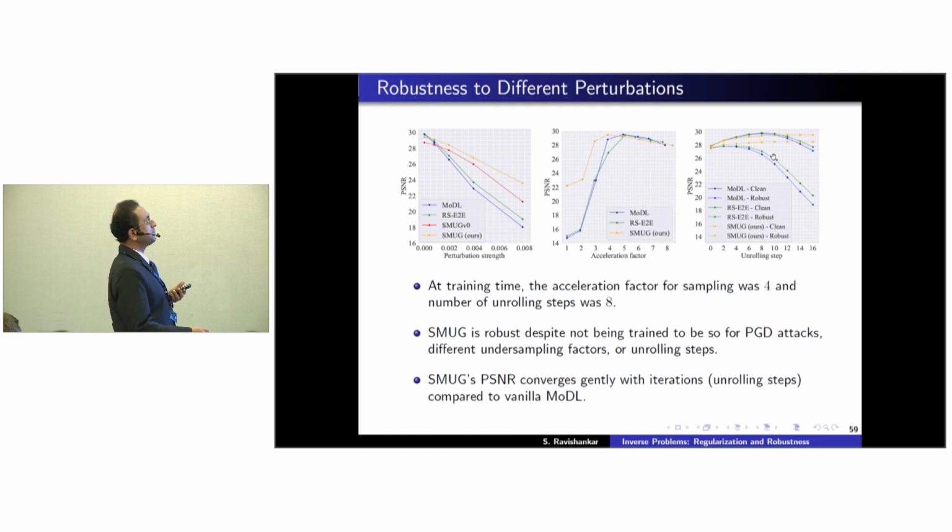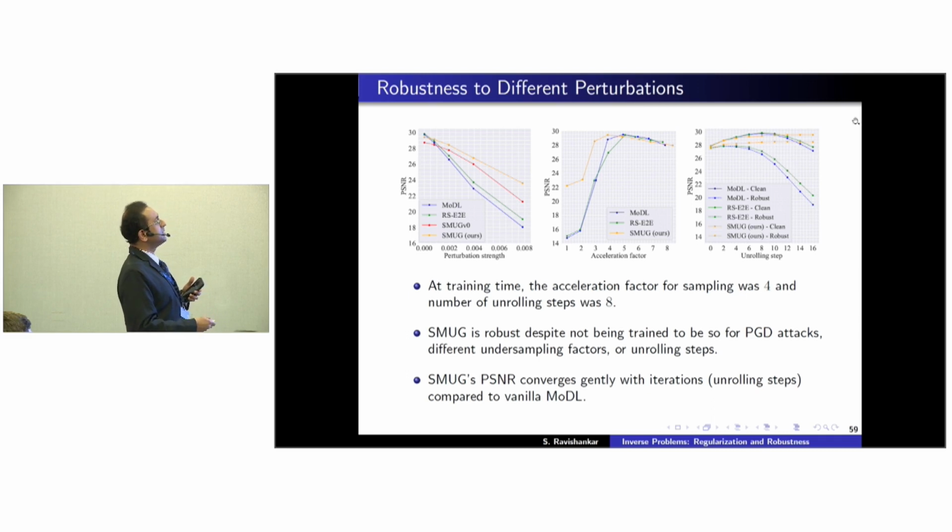And this is showing what happens if you train with 8 iterations of MODL and then at testing time, you unroll for many more iterations. The vanilla MODL is known to fail when this is done. If you just unroll for a few iterations and train the network, it doesn't work if you run the whole optimization for many iterations at testing time. The PSNR just drops.